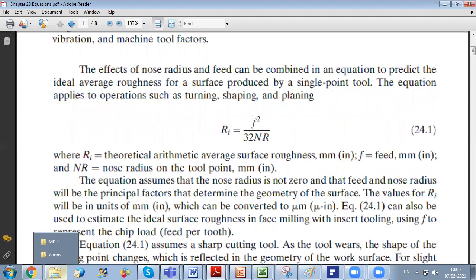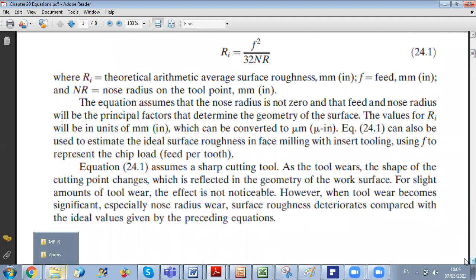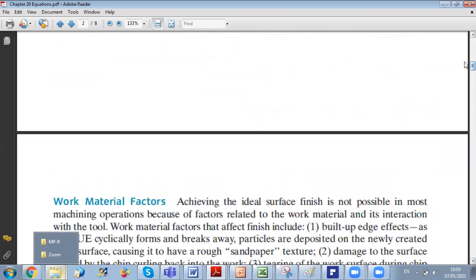In this equation, of course, the nose radius should be different than 0, because you can see here that we have an R in the denominator. So in case it tends to 0, the roughness will go to infinity. So this equation assumes that the nose radius is not 0, and that feed and nose radius will be the principal factors that will affect the geometry of the surface. Now, in order to account for tool wear and any other unpredictable things, we can come up with a certain factor that will give us the actual roughness compared to the ideal one. This can be done as we will see now.